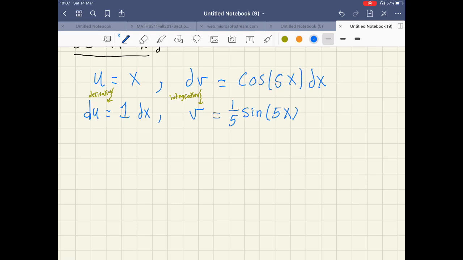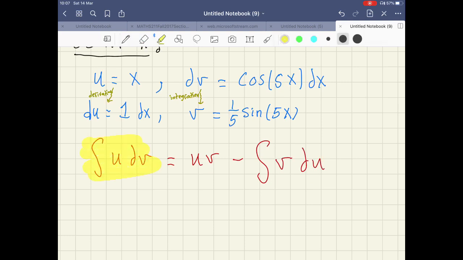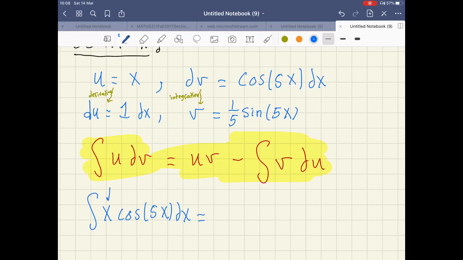So if you remember the rule of integration by parts, I will write it in red just in case you forget it. The integral of u dv is equal to uv minus the integral of v du. And that is the integration by parts. And that's all we need to do. So if we go back to our question, it's just a matter of writing x cosine 5x dx. Now remember, this is my u and this is my dv.